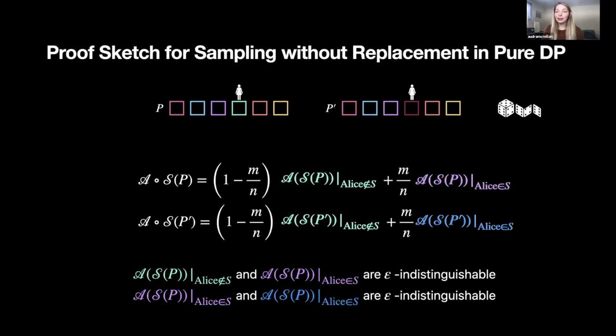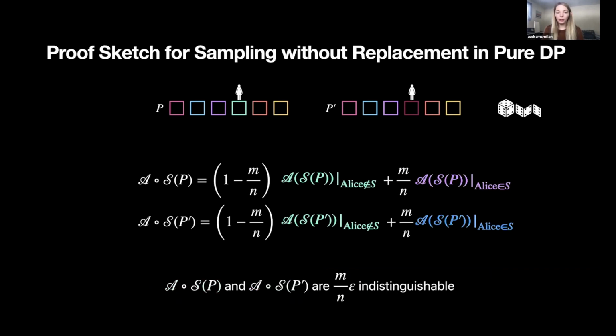Okay, so now we're in the exact situation of the lemma we just had. So we can say that these mixtures are m over n epsilon indistinguishable. And this implies that A composed with S is m over n epsilon differentially private, because there was nothing special about P and P prime. They were just a pair of neighboring data sets, so this is true for any pair of neighboring data sets.